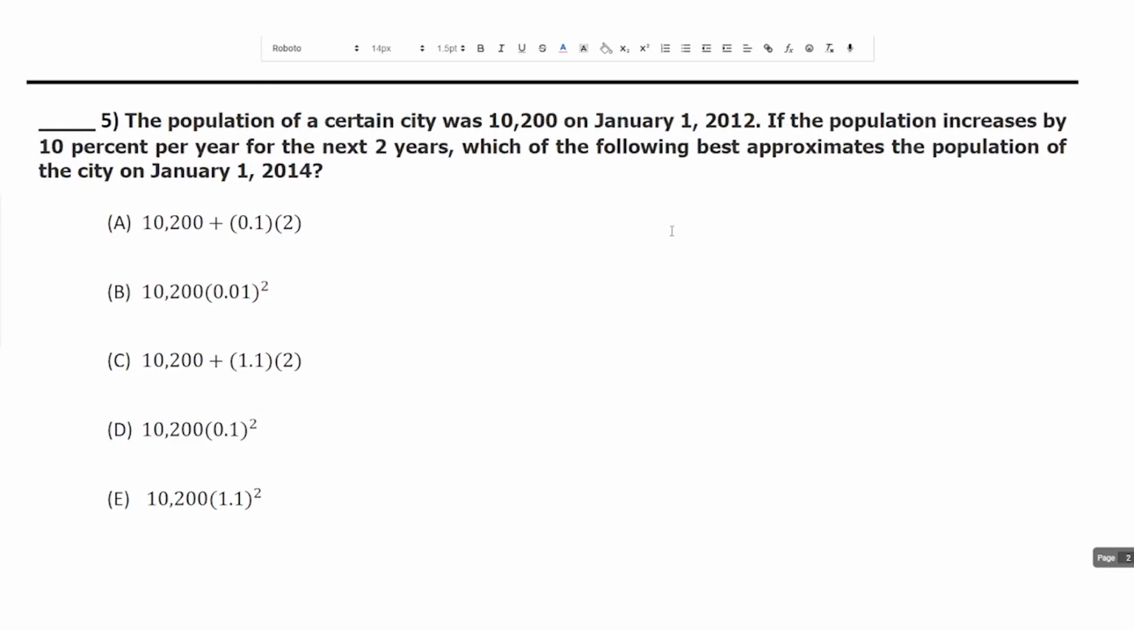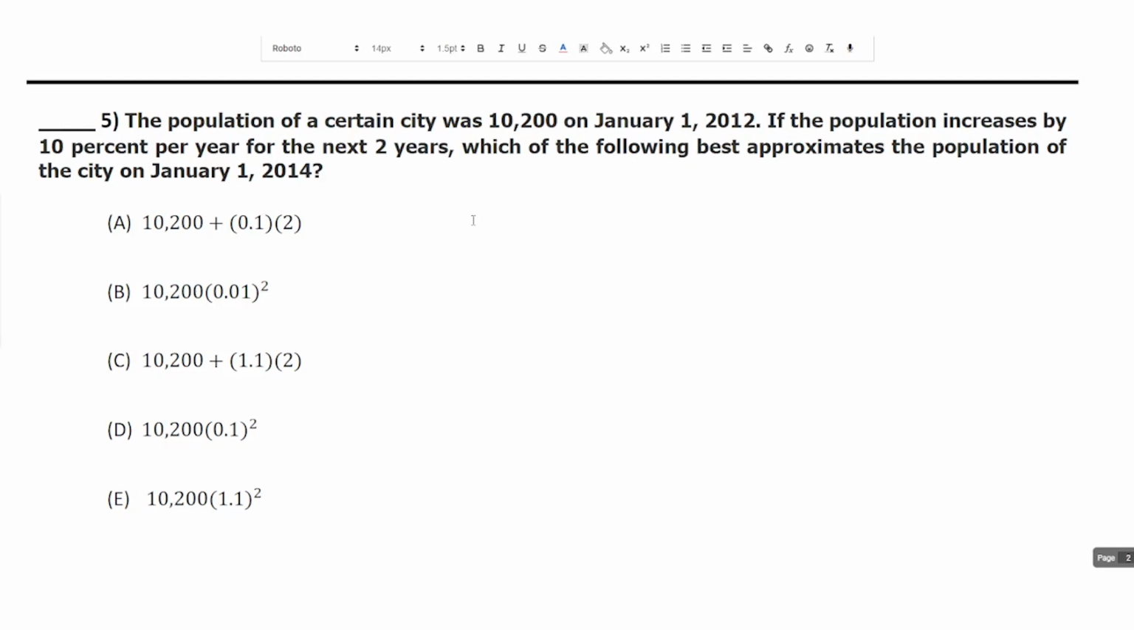Number 5 says the population of a certain city was 10,200 on January 1st, 2012. If the population increases by 10% per year for the next 2 years, which of the following best approximates the population of the city on January 1st, 2014?